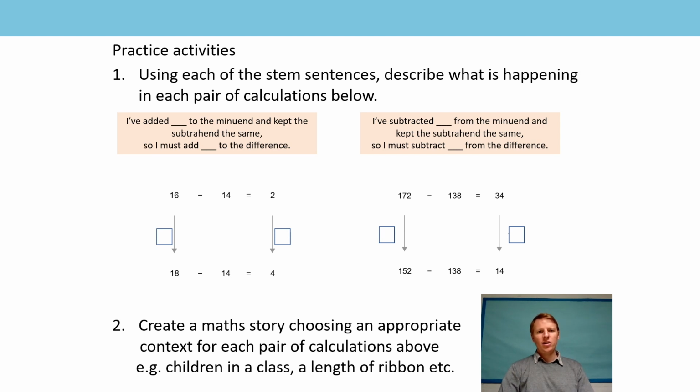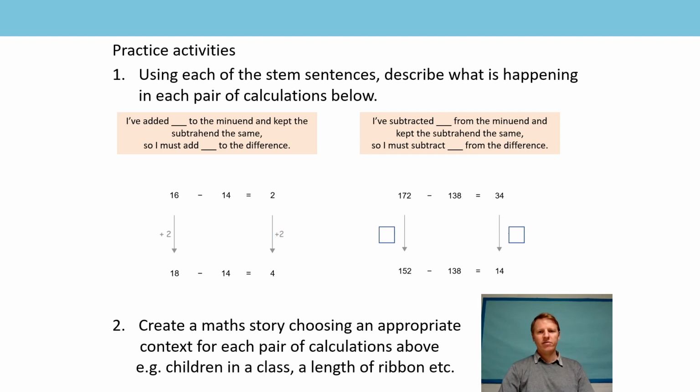Now you were asked to look at both of these pairs of calculations and use the stem sentences to describe what is happening. So the first one, 16 subtract 14 is equal to 2, and then 18 subtract 14 is equal to 4. Does our minuend increase or decrease? It increases, doesn't it? So let's use the sentence stem on the left. I've added 2 to the minuend and kept the subtrahend the same, so I must add 2 to the difference. Hope you said that one with me. Make sure you say the second one with me.